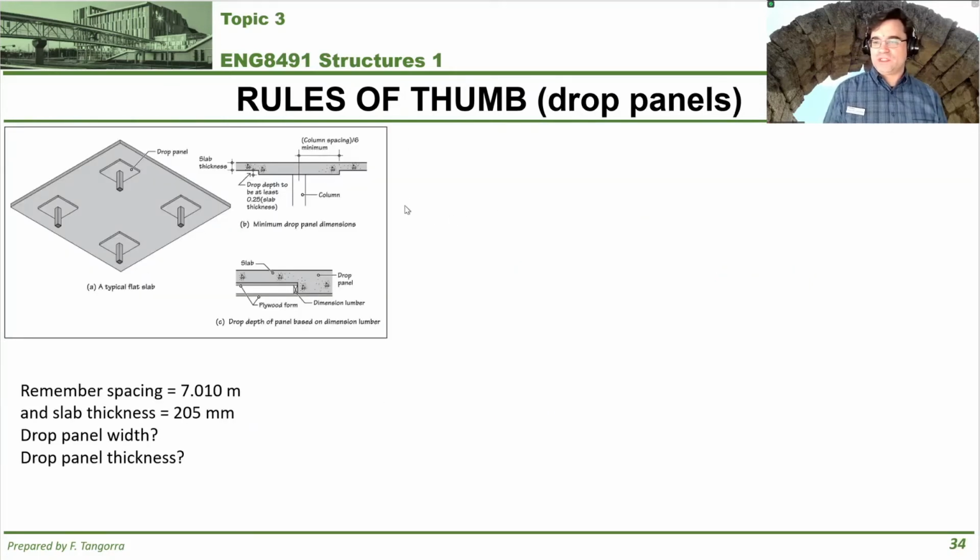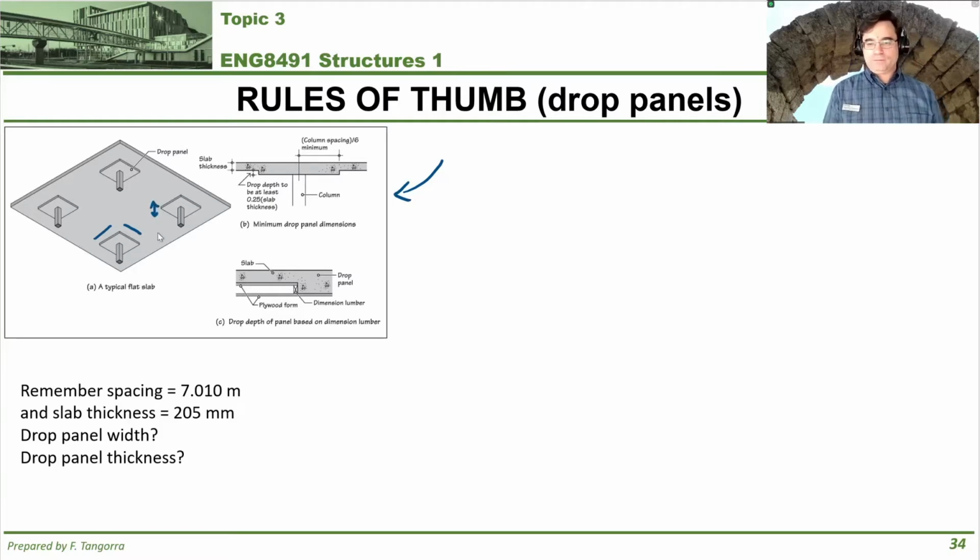I took this image with all the rules of thumb present in it from your textbook. Go to our lecture for topic 3. It's one of the videos. It has exactly where I got this from. It's in your textbook, chapter 22, I believe, of the latest edition. But what we're going to be looking at is calculating the plan dimensions, length and width, of the drop panel, as well as the thickness of the drop panel.